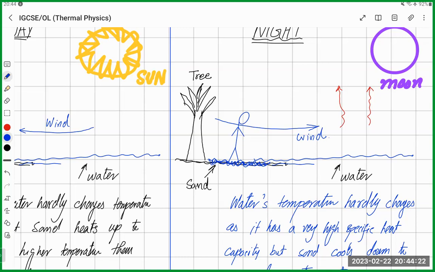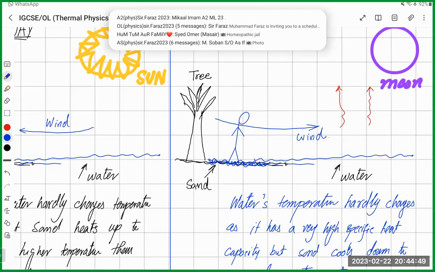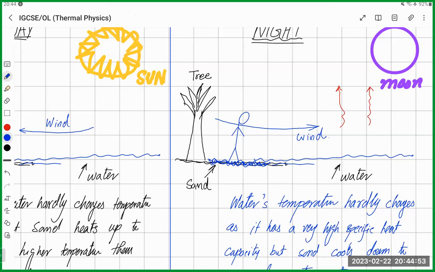Similarly, over here, water is having the same temperature day and night. The thing that is changing is the temperature of the sand. Sand can easily change its temperature. So when sand changes temperature, at night we have wind that flows from sand to the water, and at day we have wind that flows from water to the sand. Hope you understand. Yes, sir. Any confusion? Any question?